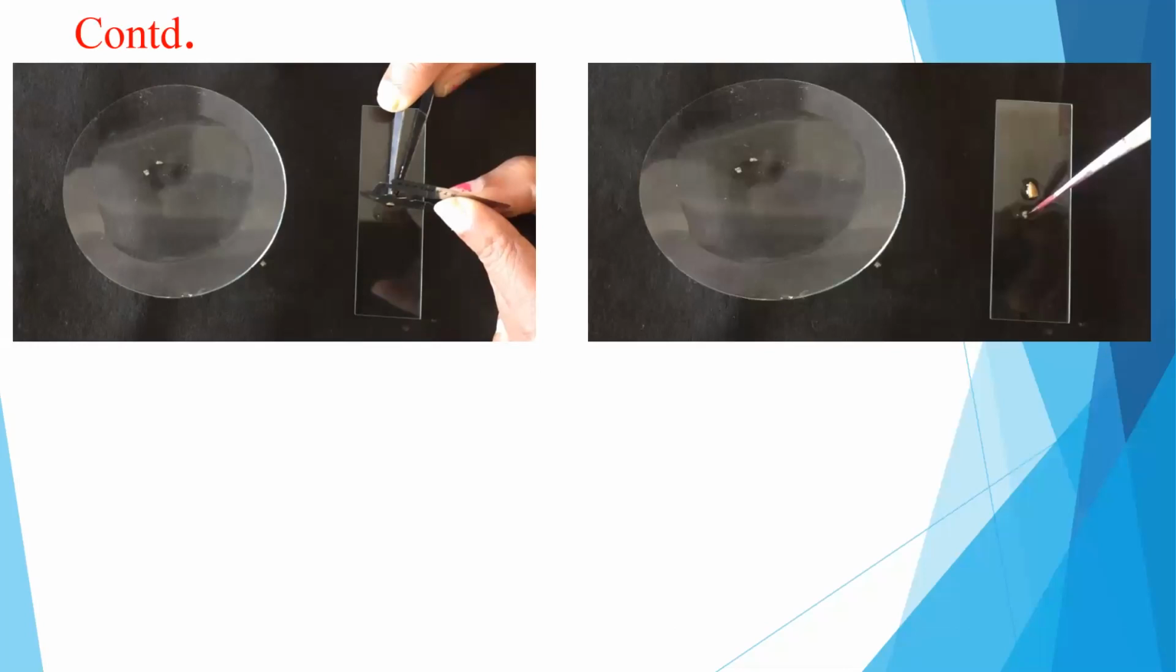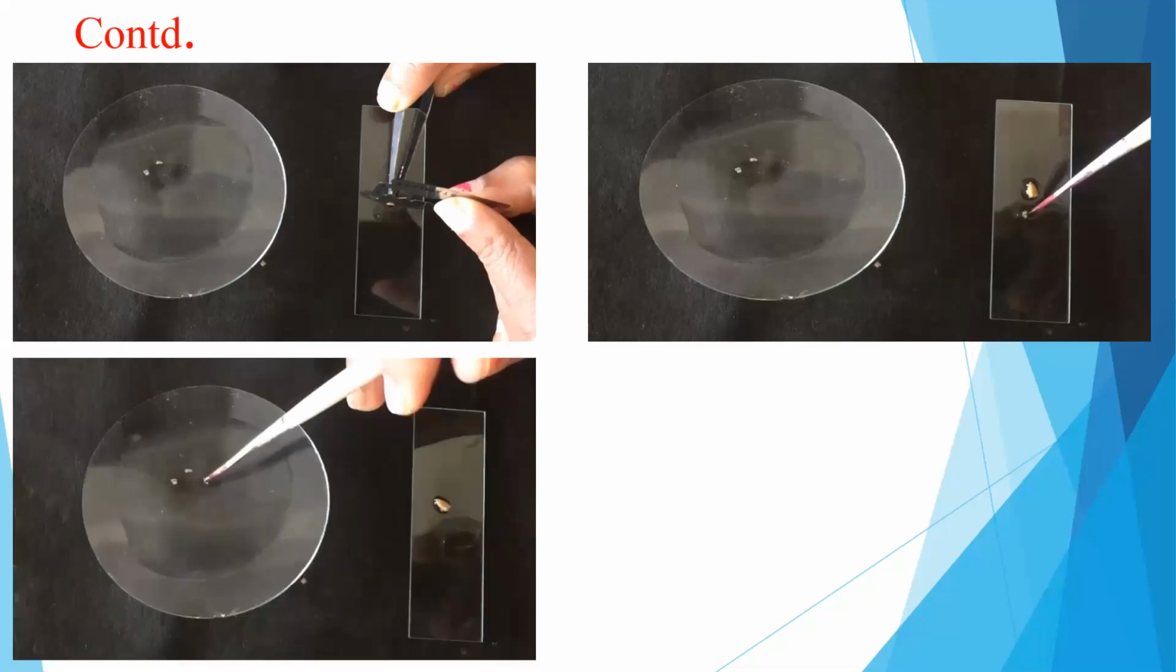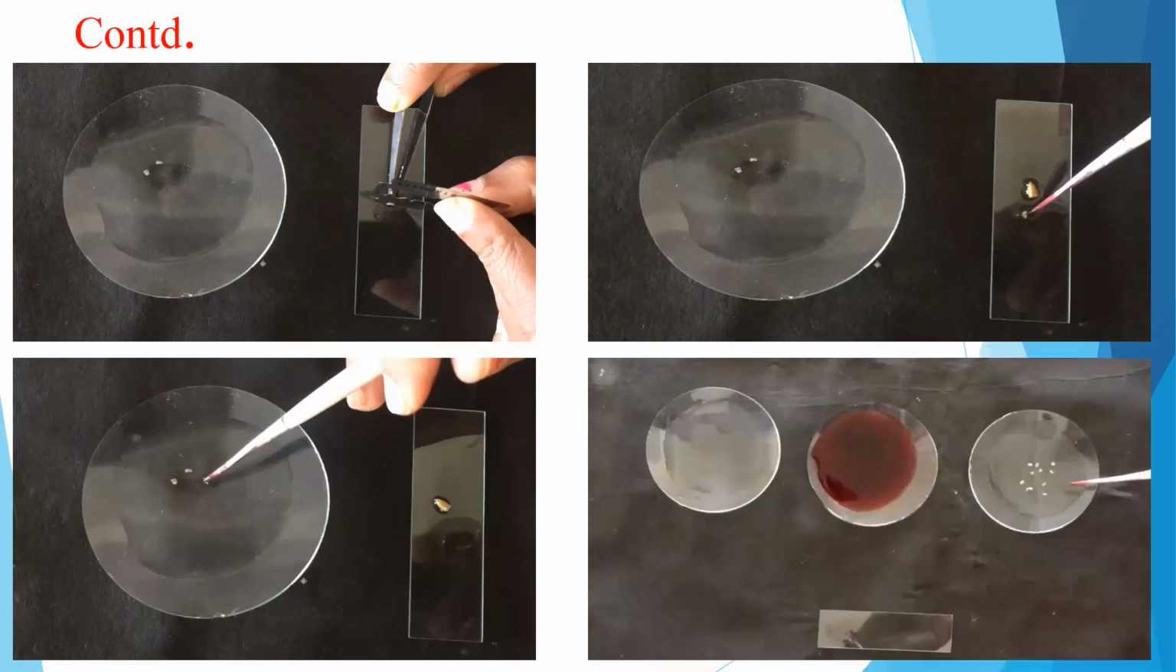Next, with the help of a brush, it is collected and placed onto the watch glass which is full of water. This process can be repeated several times. So the thin portion already cut with the help of the blade is placed into the water present in the watch glass.